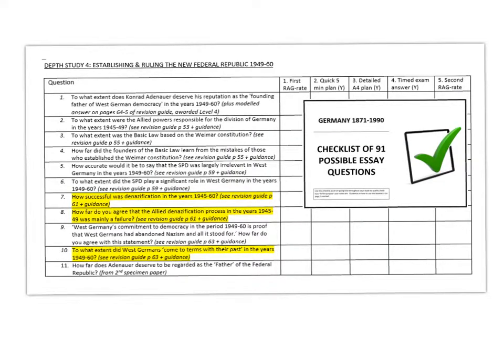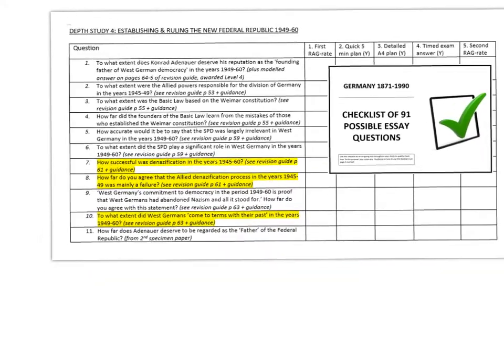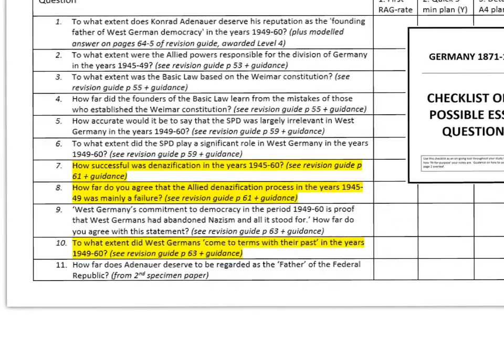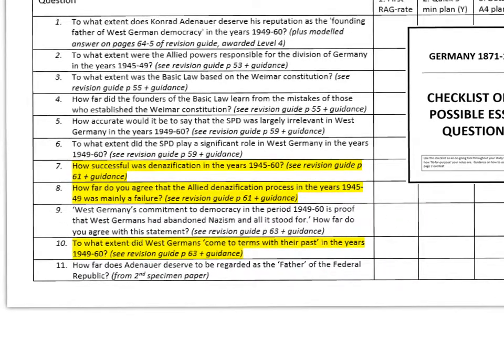So there's the list of possible questions that I've just selected from various sources. As you can see, there are 3. How successful was denazification in the years 1945 to 60? That's on page 61 of the revision guide. How far do you agree that the Allied denazification process in the years 45 to 49 was mainly a failure? That's also on the same page of the revision guide.